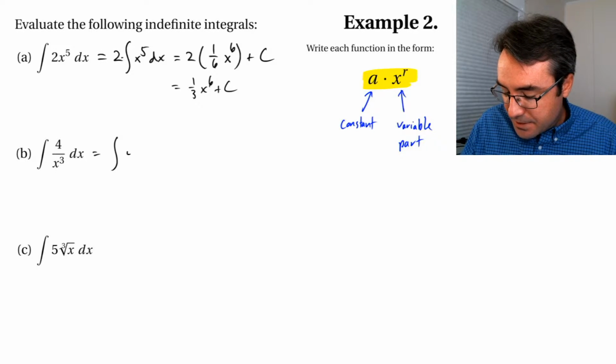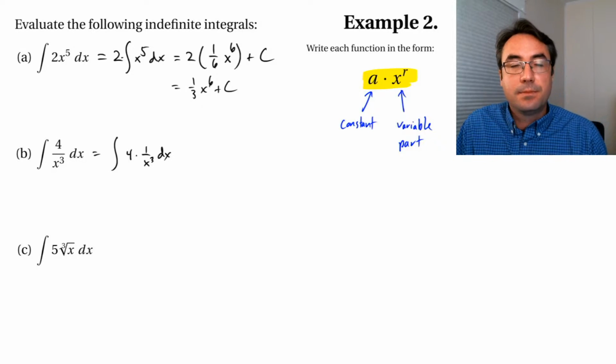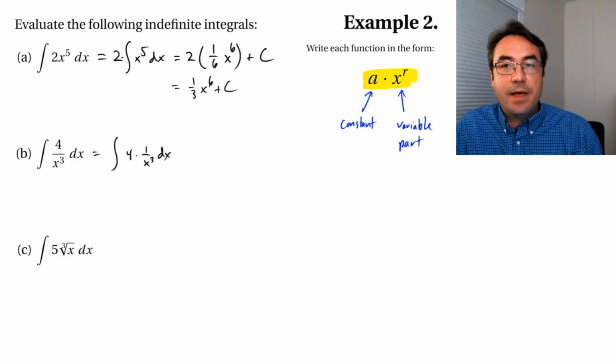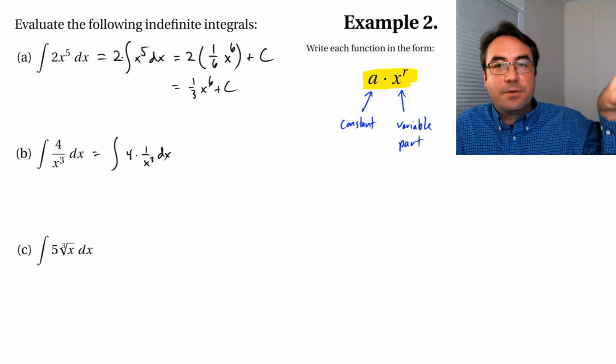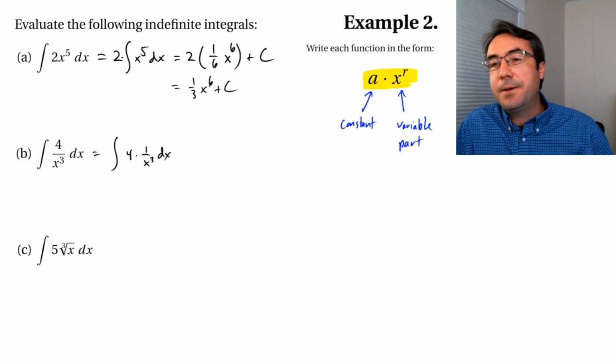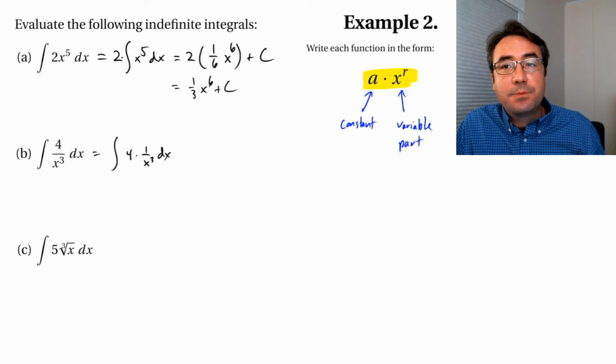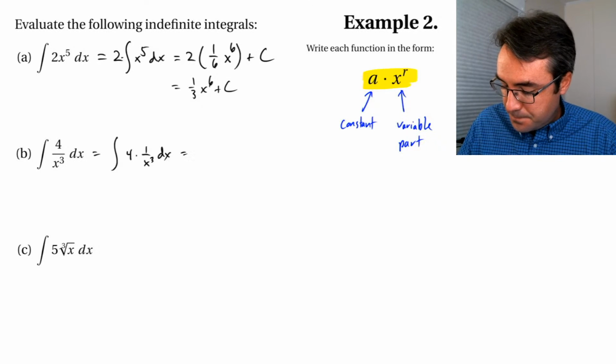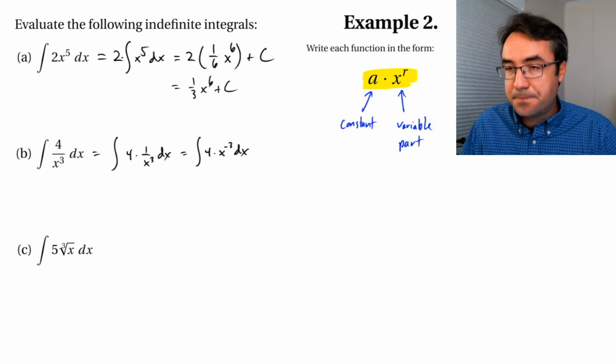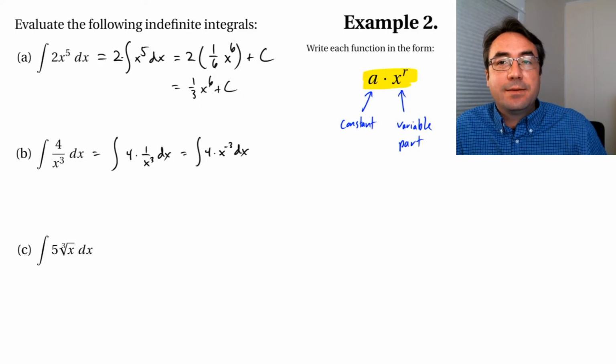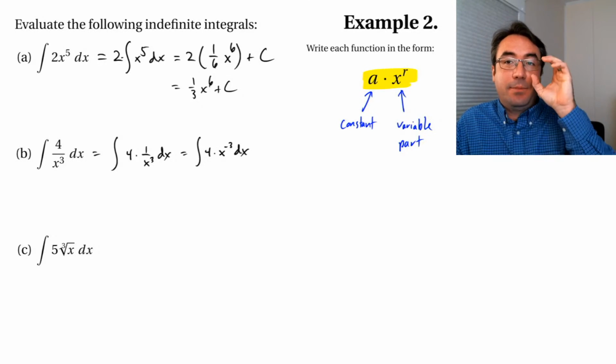So we might write this as 4 times 1 over x cubed. And then, so we've just taken the 4 off the numerator, kind of separated it that way. And then for 1 over x cubed, we know what to do with that. We want to rewrite that with a negative exponent. So 4 times x to the negative 3. And now that's a good format. It's a constant times a variable.